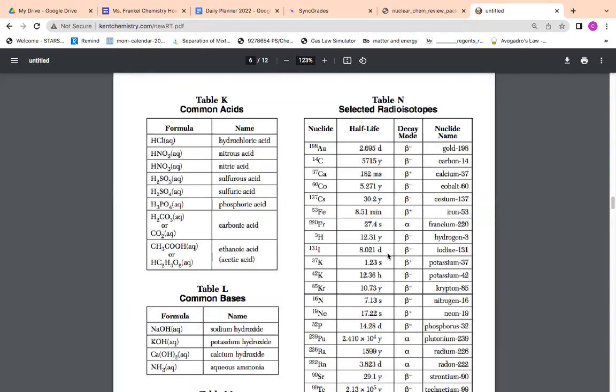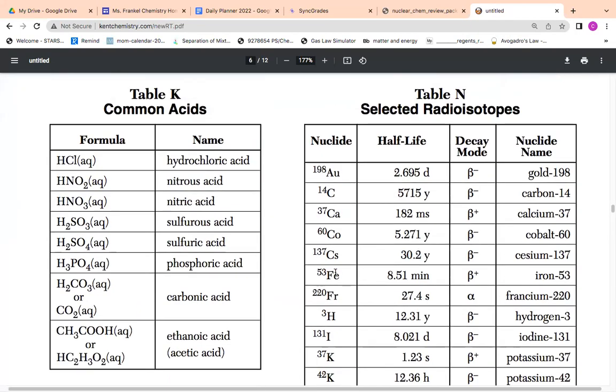Now what we want to do is find iron 53, and it's right here. And I can see that the emission that it's going to give off, that is basically its decay mode right here, decay mode, that's what we want to pay attention to. And for iron 53, I can see that it's this little beta particle with a positive sign. Again, that is not a beta particle.